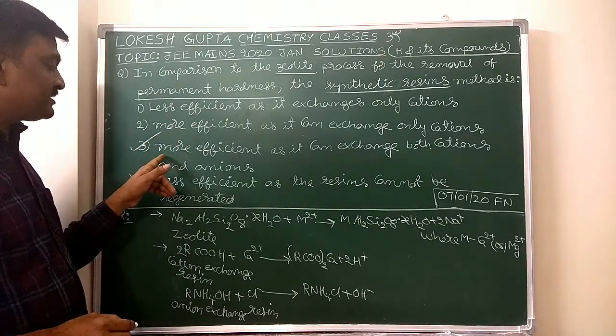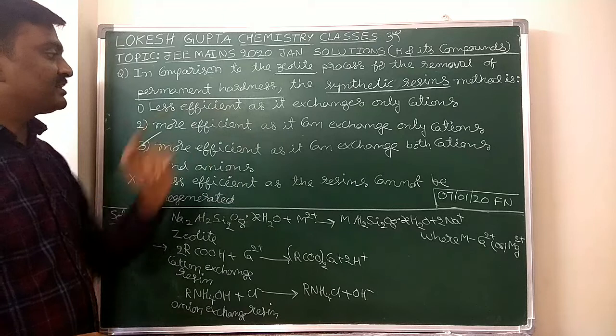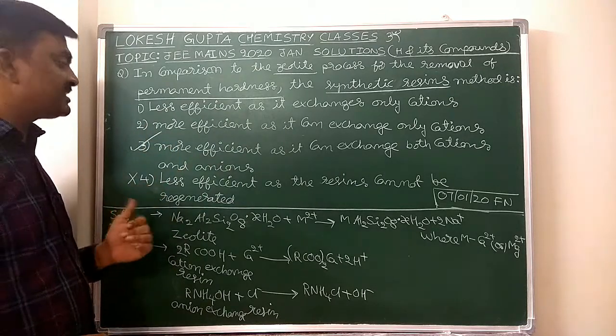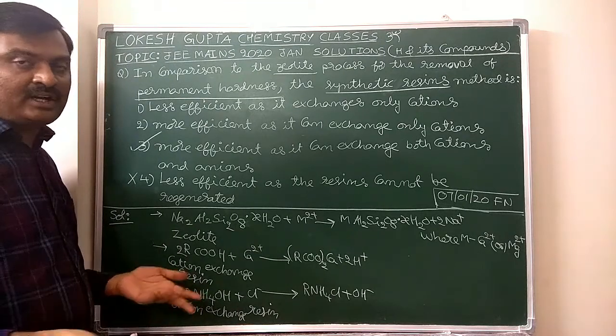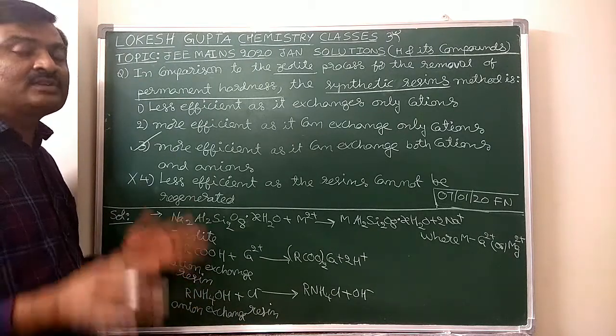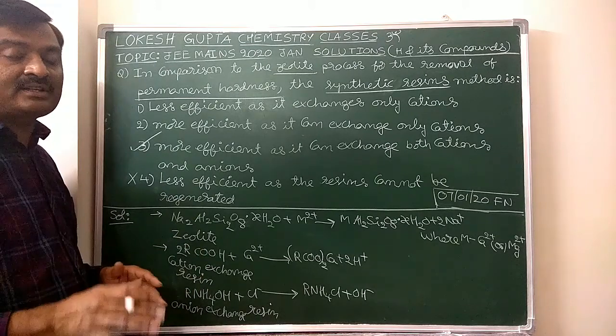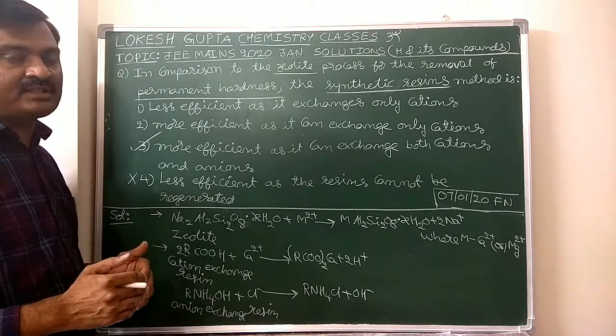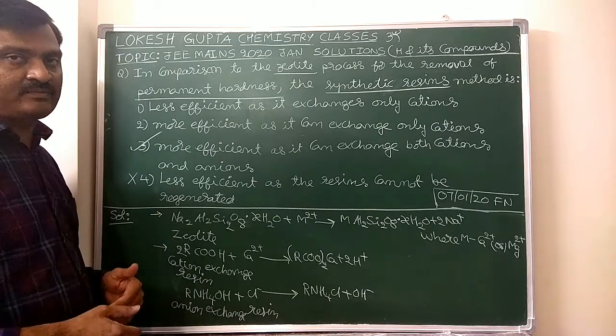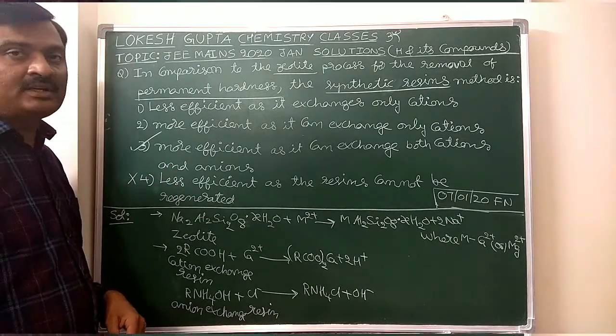This synthetic resin method is more efficient as it can exchange both cations and anions. See, in this synthetic resin method, we remove all the cations and anions. So now the resulting water is not only soft water, it is deionized water or demineralized water. Okay. Now come to the next question.